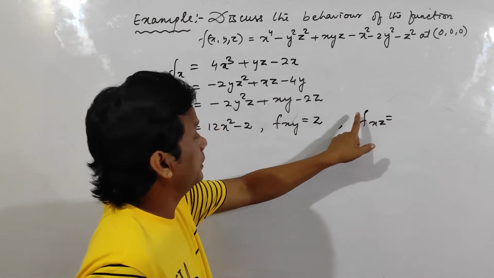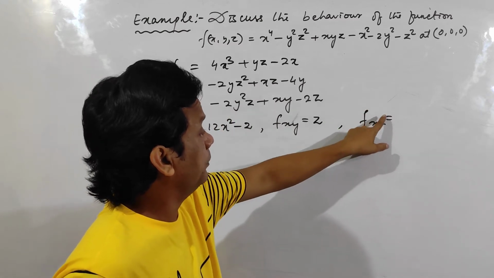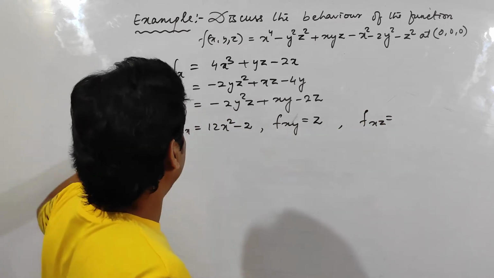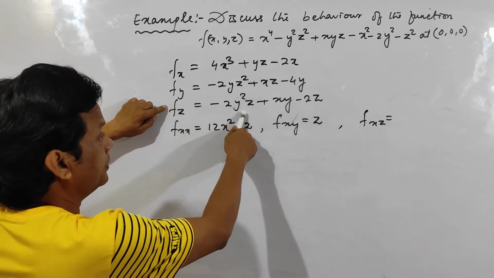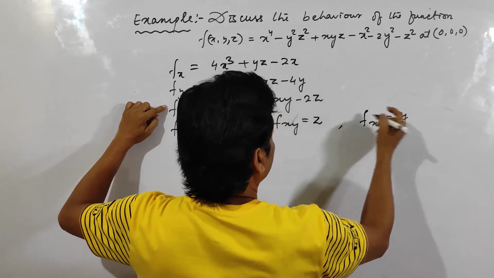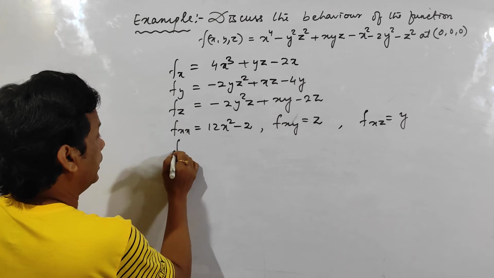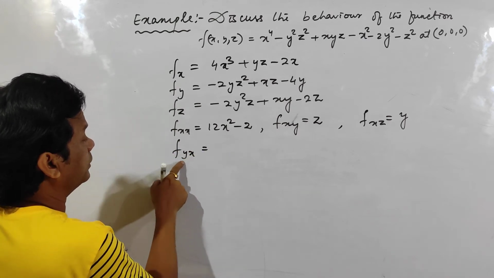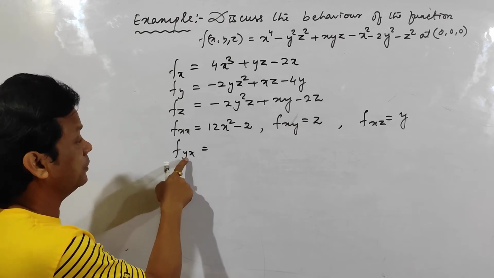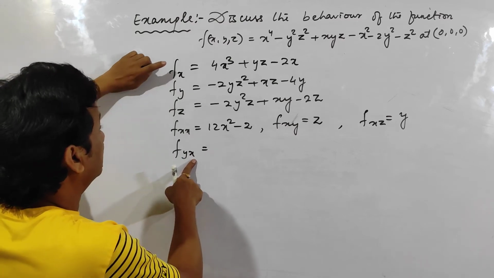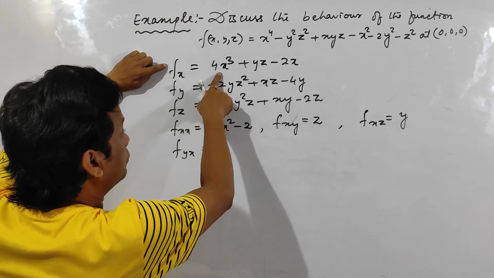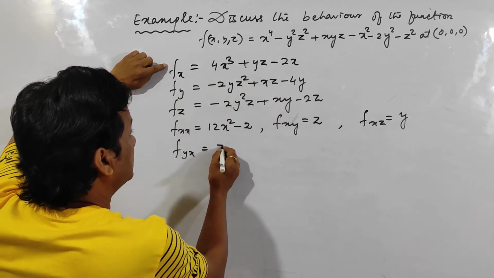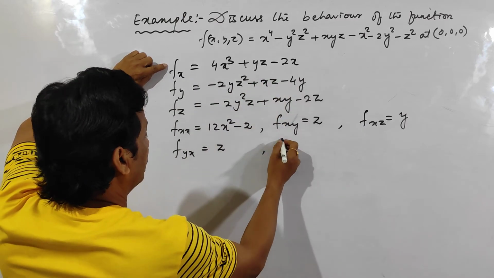Okay, and here fxz. That means derivative of del f by del z with respect to x. That means this one. There is no x here. Here only it is y. So this one is 0. So fyx. That means with respect to y, you have to differentiate which one? Fx. This quantity. With respect to y, there is no y here. Here it is z. This one is 0.